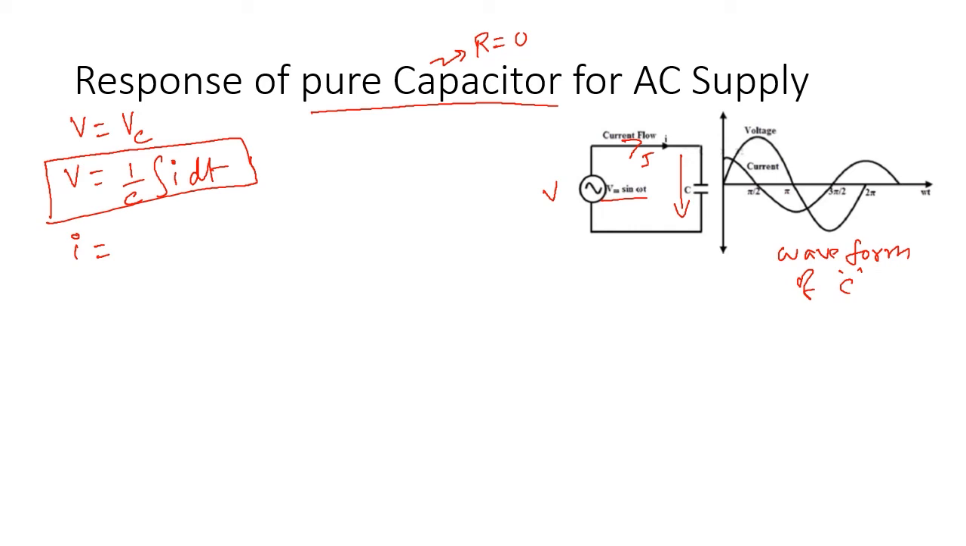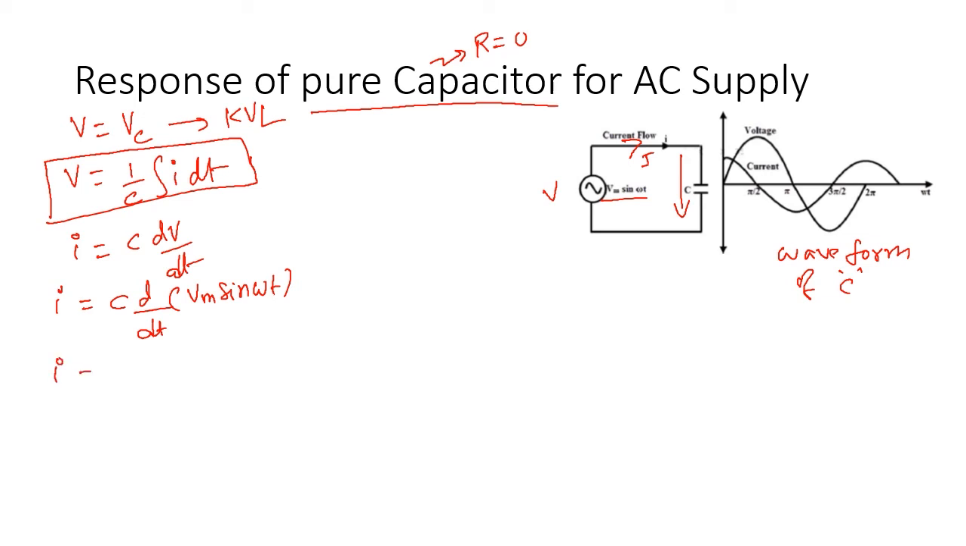After applying KCL, you got this one, KVL. Then after applying KVL, you got V is equal to the voltage across the capacitor, which is equal to 1 by C integral I dt. So here, you have to find the I value, so just differentiate both sides. You will get I is equal to C into dV by dt, right? Here, what is the V? V is equal to Vm sin omega t.